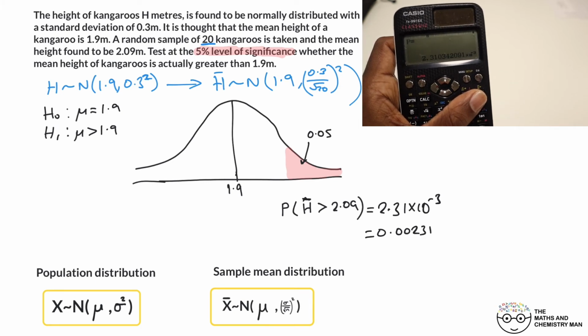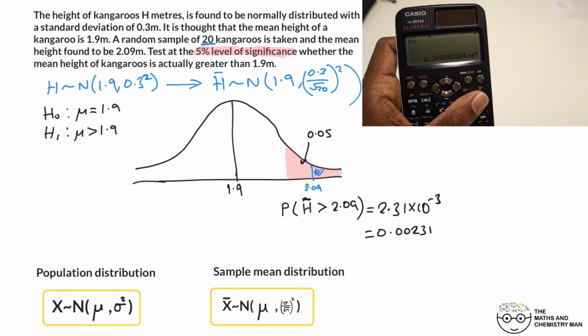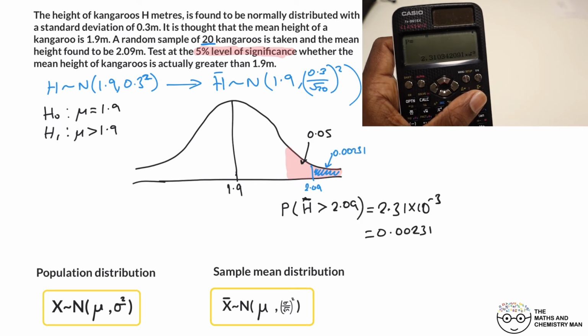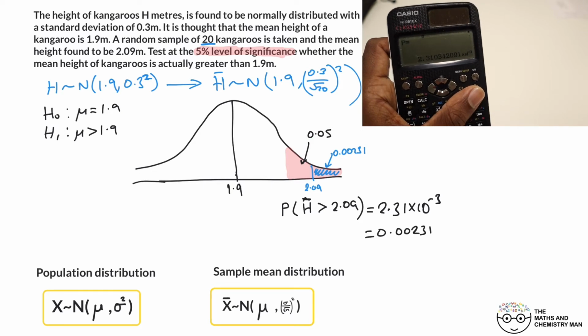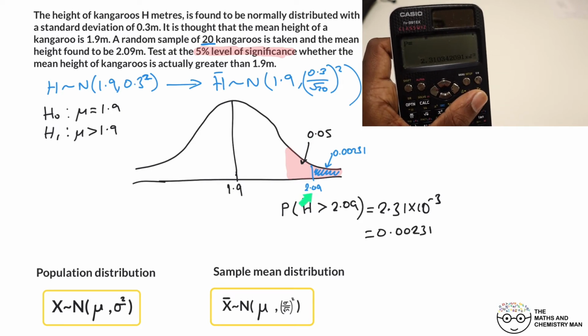And so what can we tell? Well, we can tell that 2.09 must be around here somewhere, because the area to the right of it, greater than it, is really small. It's just 0.00231, which is definitely smaller than 0.05. So we can say that 2.09 is definitely within our critical region.